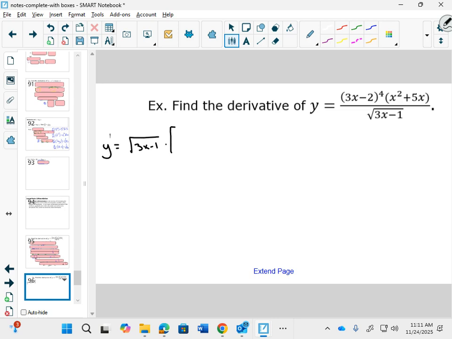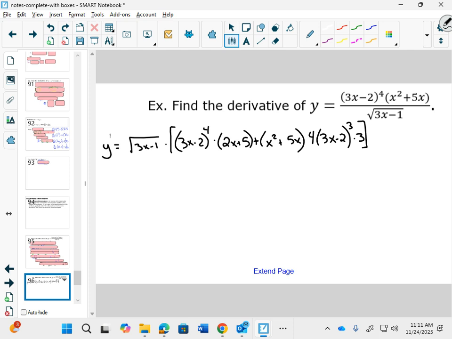How do I do a product rule derivative? I keep the first one the same, multiply by the derivative of the second one, plus keep the second one the same, multiply by the derivative of the first one, and the derivative of the first one has a chain rule, so the chain rule would say do the outside function, keep the inside the same, multiply by the derivative of the inside function.